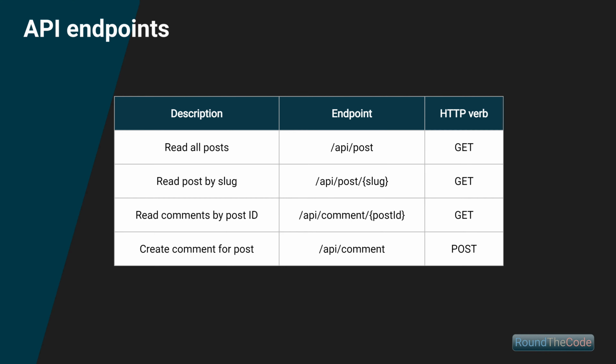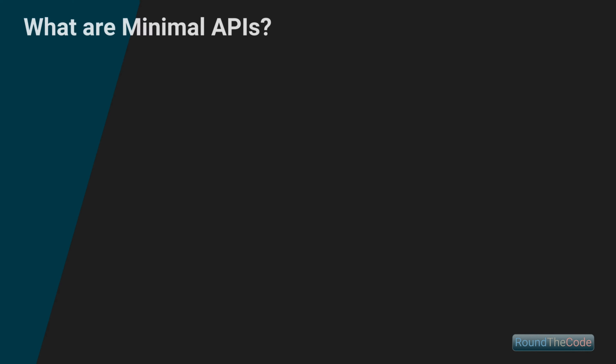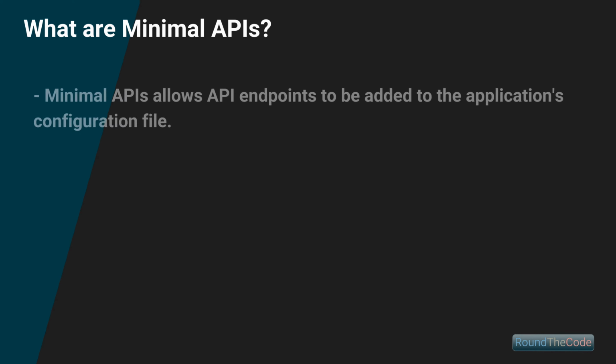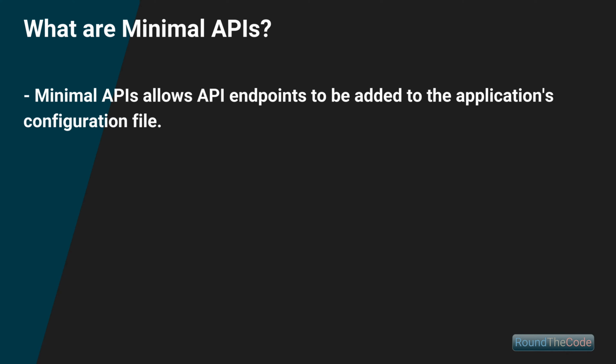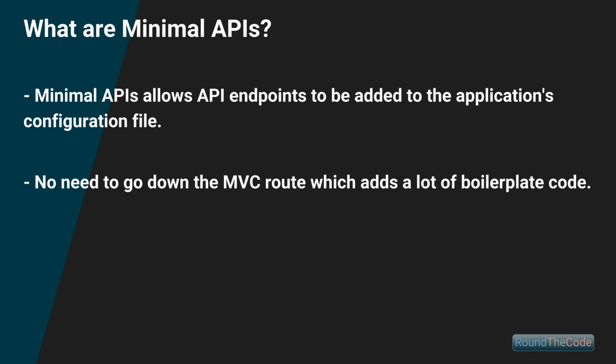Given this scenario, this is a perfect candidate for using one of .NET 6's new features, Minimal APIs. What are Minimal APIs? Minimal APIs allow the ability to add simple API endpoints in an application's configuration file. As a result, this means that we don't have to go down the MVC route to create API endpoints. Going down the MVC route has many benefits. However, it does have the drawback of having to create a lot of boilerplate code, which can be a little bit over the top, particularly if we only have a small number of endpoints.